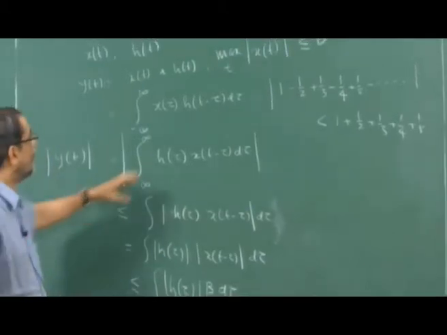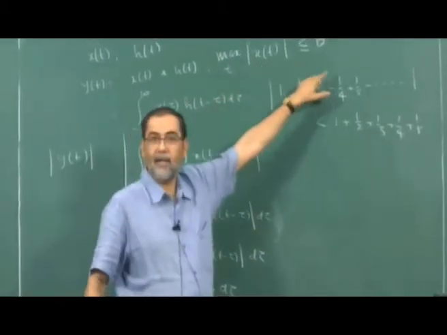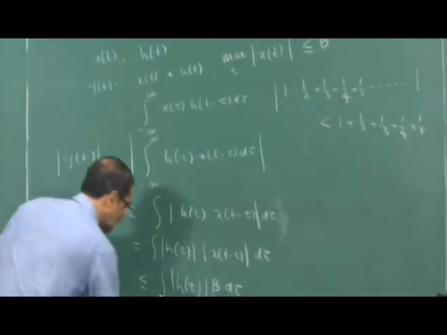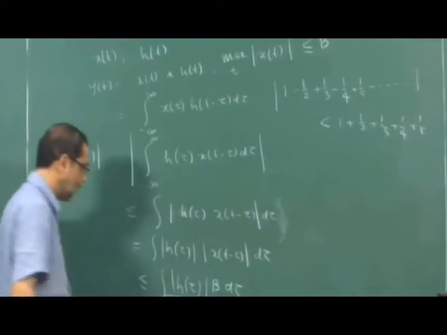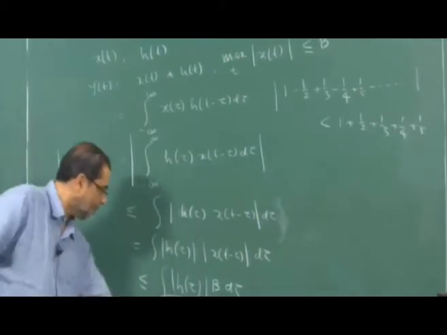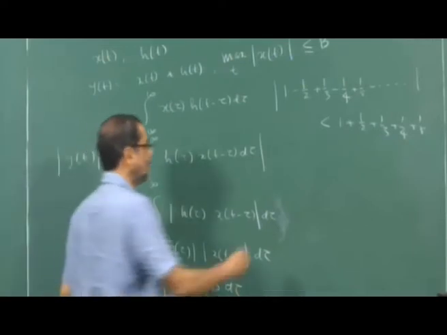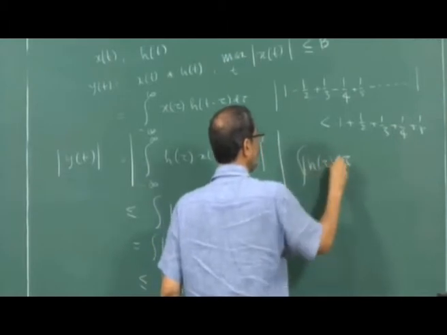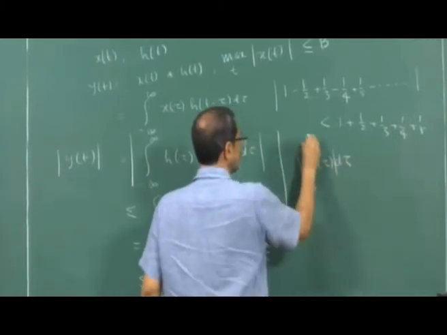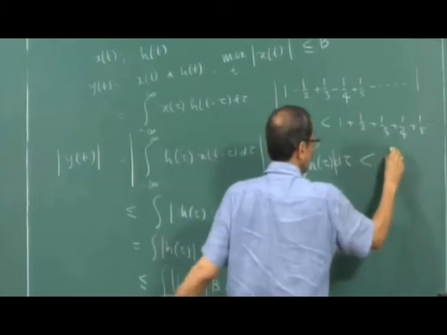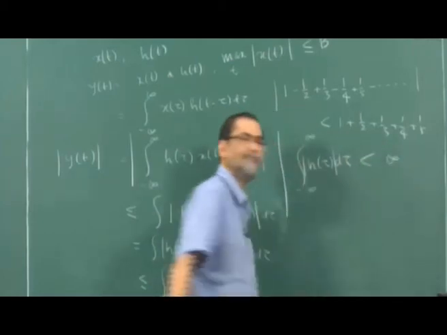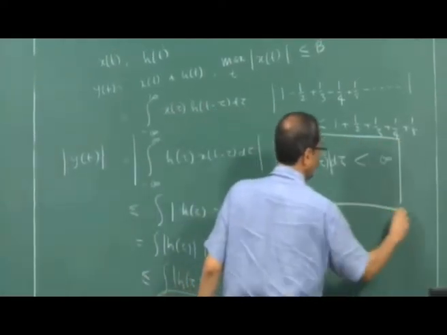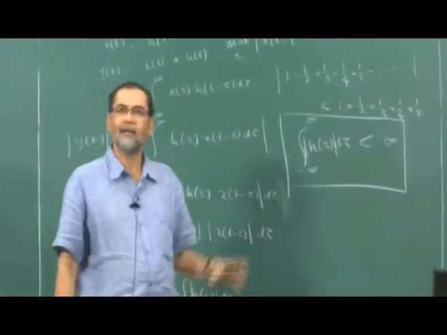Right. So I've assumed that my input is bounded. For my output to be bounded, this integral should be bounded. B is bounded, so this will be bounded only if this integral is bounded. So the condition is that the integral of the absolute value of h of tau d tau, between minus and plus infinity, should be less than some m. It should be less than infinity. That's all. This is the condition for stability.